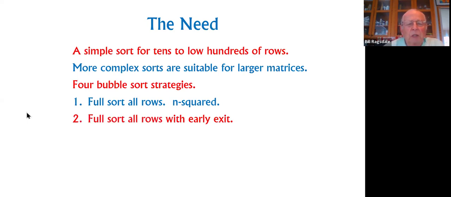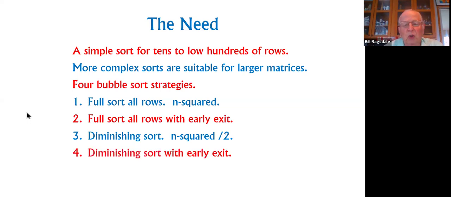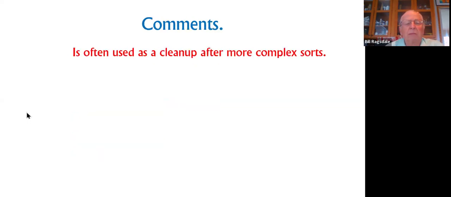A simplified version of that is to sort on all rows, but with an early exit. Another one that was an improvement is a diminishing sort. In this case, it's n squared over 2. We'll discuss that in a moment. And then finally, we have a diminishing sort with an early exit, which is n squared over 2 with a little bit shorter time. The bubble sort is often used as a cleanup after more complex sorts.